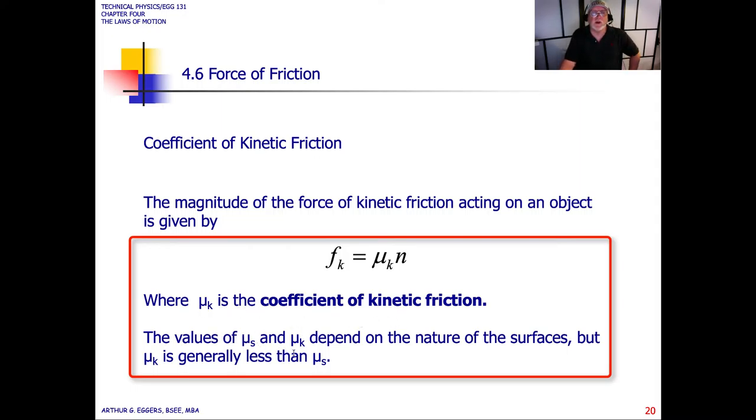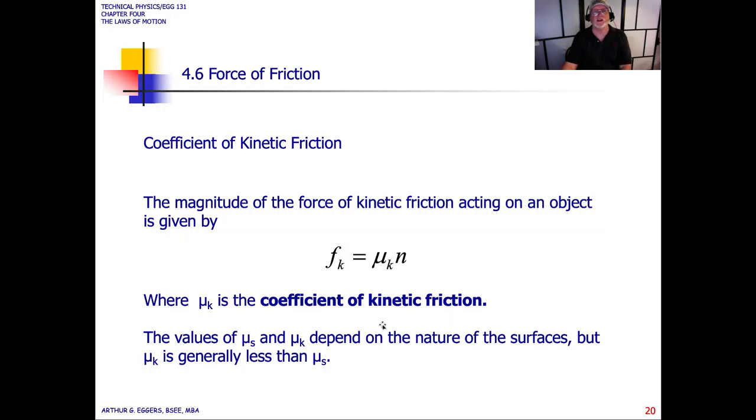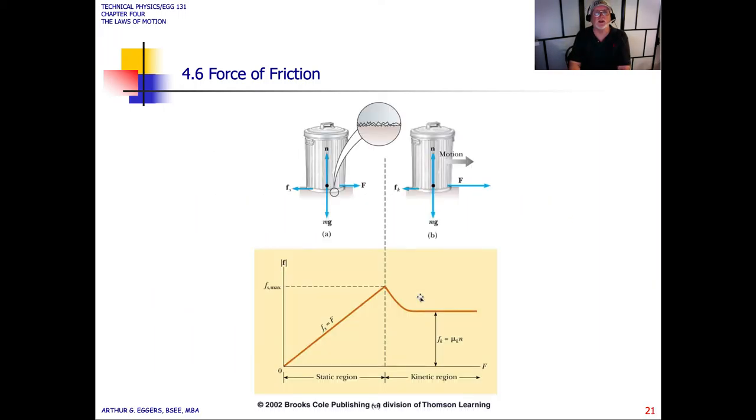The values of mu s and mu k depend on the nature of the surfaces, but mu k is generally less than mu s. If we were on a slippery, icy slope, that kinetic friction is going to be way different than on a flat surface, or on a dirt, gravelly or rock surface. So we've got two parts of a problem that can exist: one where we've got all mu s, and then once the thing starts moving, all mu k. So we've got a kind of boundary, a dividing line, between the two that we will have to look at.